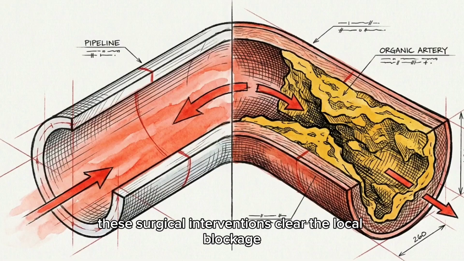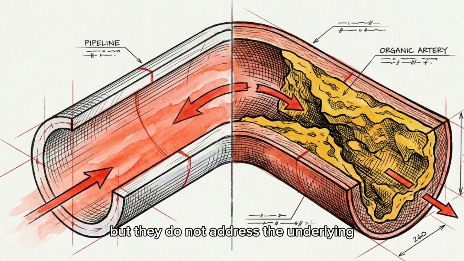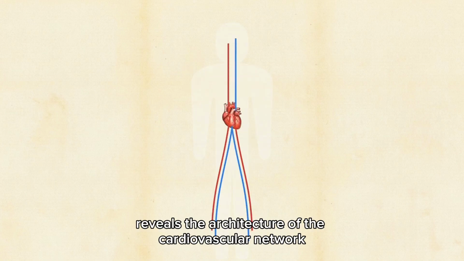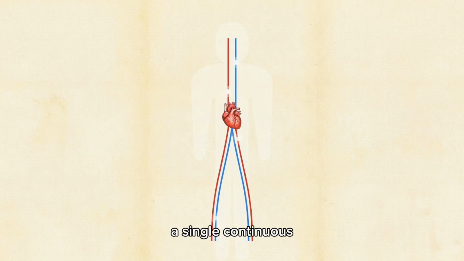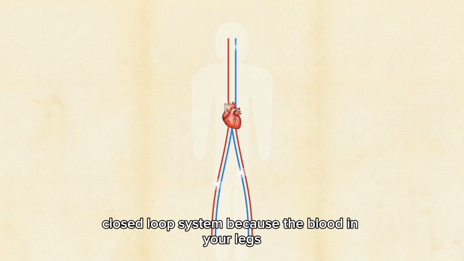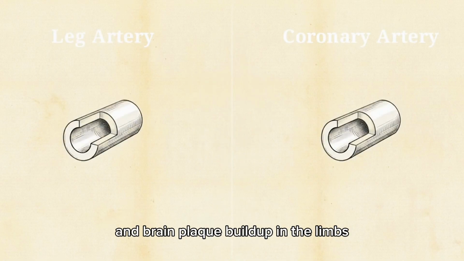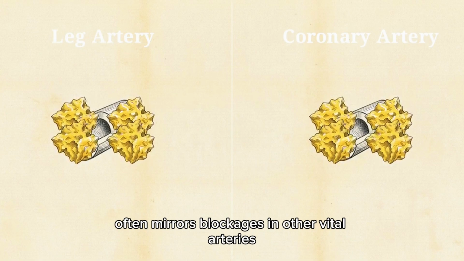These surgical interventions clear the local blockage, but they do not address the underlying systemic factors that caused the plaque to build up originally. Zooming out from the leg reveals the architecture of the cardiovascular network, a single, continuous, closed-loop system. Because the blood in your legs is the same blood flowing through your heart and brain, plaque buildup in the limbs often mirrors blockages in other vital arteries.